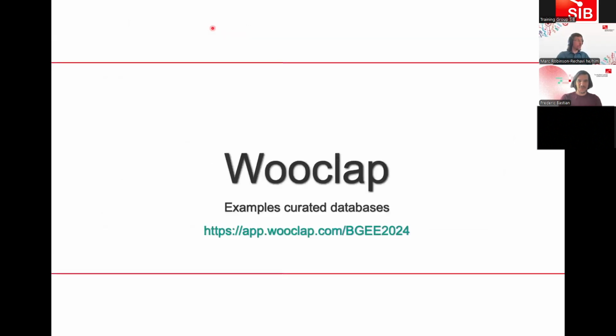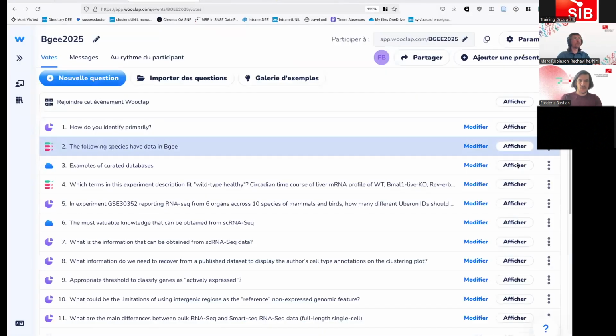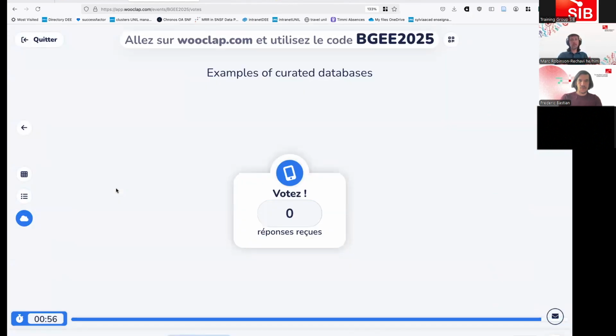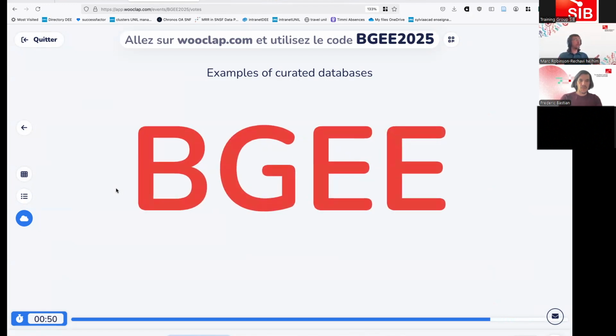So let's go back to Wooclap. Can you think of some examples of curated databases that you know? So here, I suggest that you write directly the name of a curated database you know, and if someone wrote the name of the database you're thinking of, you can upvote it. Yes, thank you, Bgee. But some others.